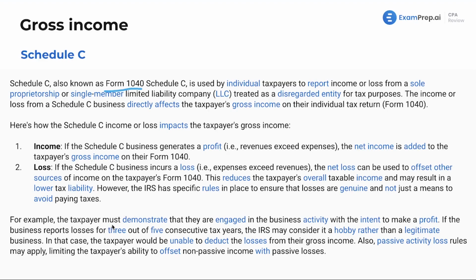For example, the taxpayer must demonstrate that they are engaged in the business activity with the intent to make a profit. All of this, just keep in mind, is if you're audited. I mean, most things exist if you're audited. You can do whatever you want on your tax return. That's your own decision. You can totally fudge your expenses, put crazy expenses in there, understate your income. You can do all of that.